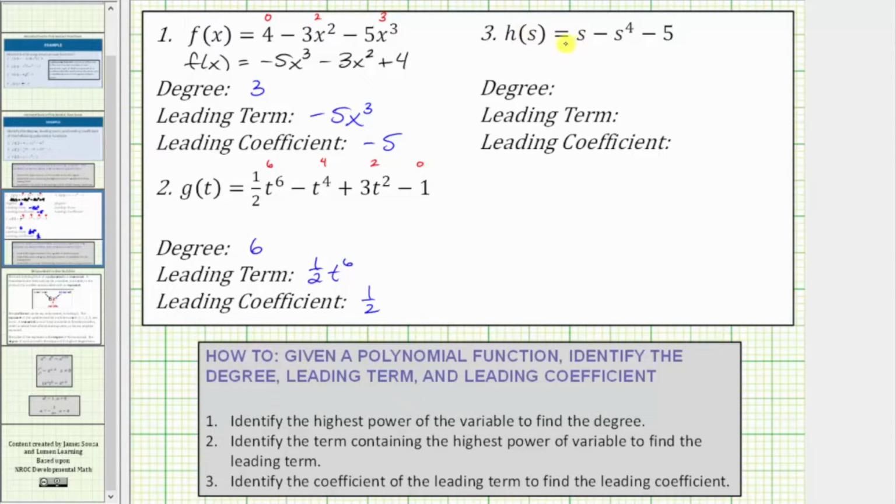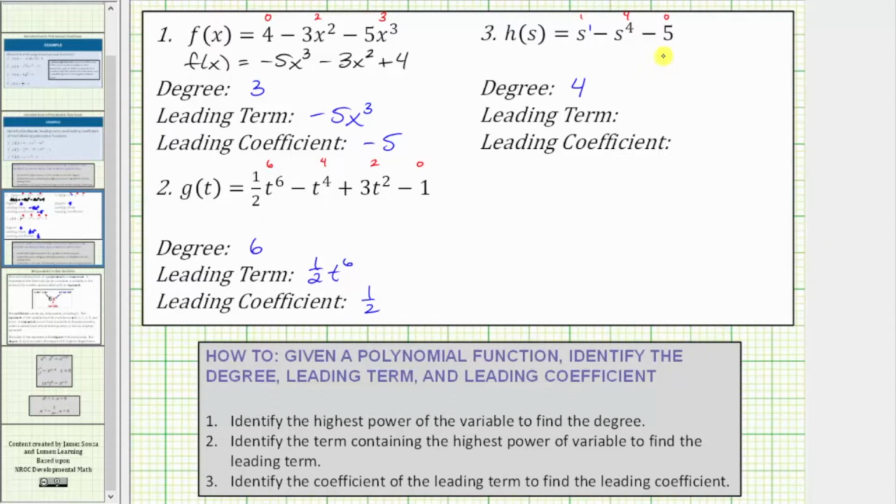Number 3, we have h of s equals s, or if we want, s to the first, minus s to the 4th minus 5. The degree of the first term is 1, given by the exponent of 1 on the variable s. The degree of the second term is 4, given by the exponent of 4 on the s. And the degree of the constant term, negative 5, is 0. Because the highest power on the variable is 4, this is a degree 4 polynomial function.